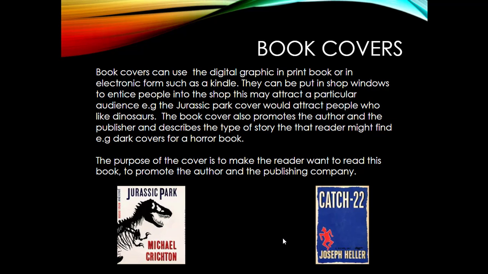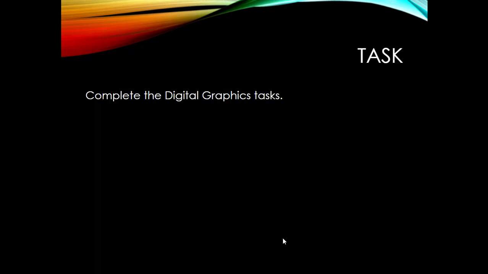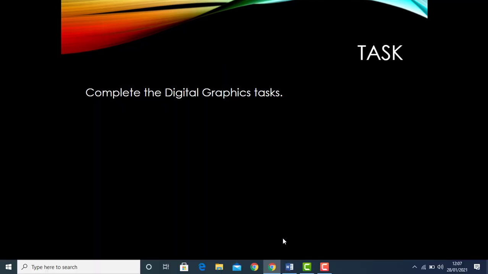The book cover also promotes the author and the publisher and describes the type of story that the reader might find. For example, dark covers might be used for a horror book. The purpose of the cover is to make the reader want to read this book, to promote the author and the publishing company. You are now going to complete some tasks in relation to this.